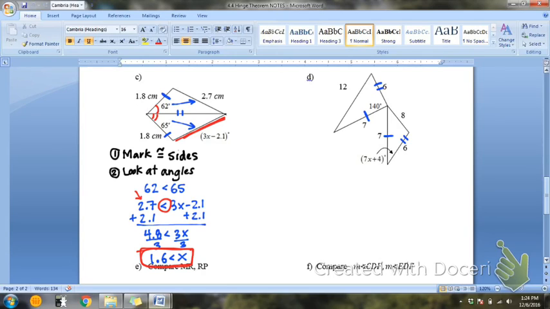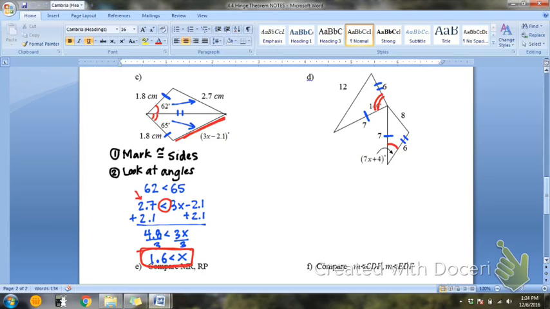So now we're going to mark the angle that's included between both of them. So this 7x plus 4 is in between those two sides. What's the angle that's in between the sides on the other one, Emily? Yeah, 140. Good. I'm going to mark it with 2 arcs. Okay.